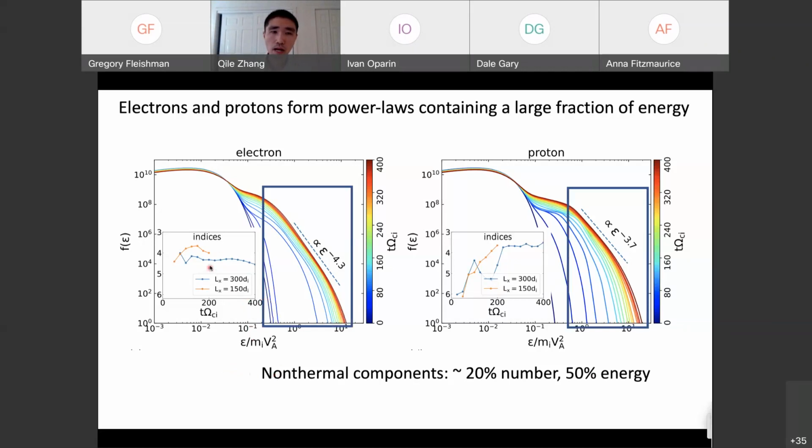And this power law index, or indices for either species, are shown in the insets. We can look at these blue lines. Its indices are sustained over time till the end of the simulation. And both species have an index of around 4.